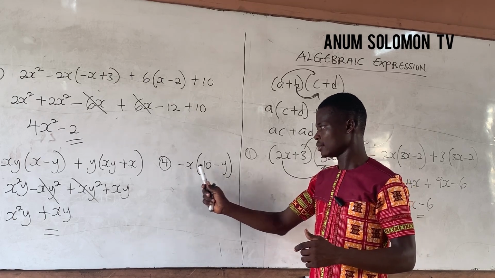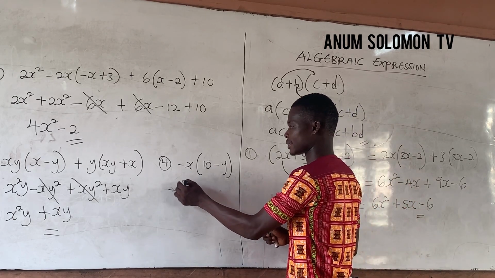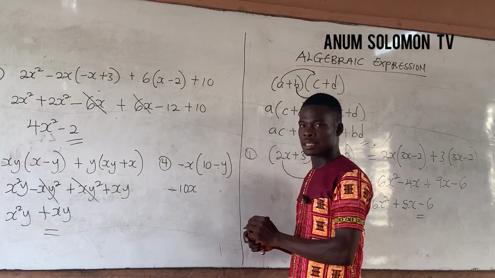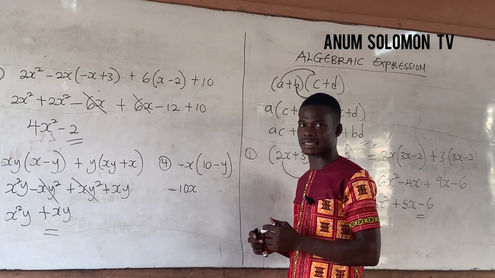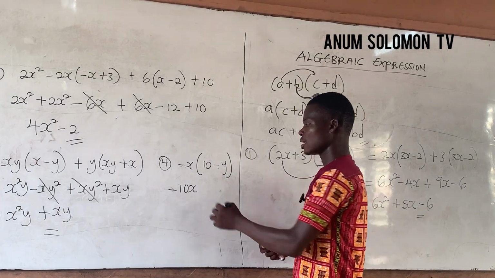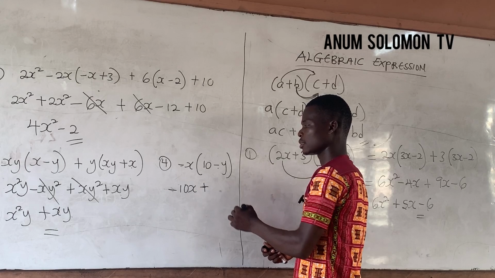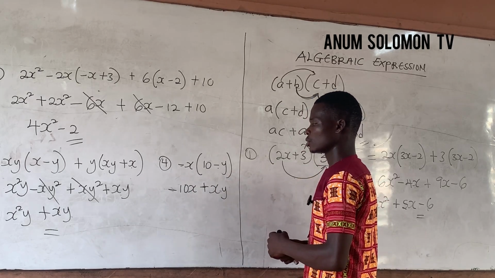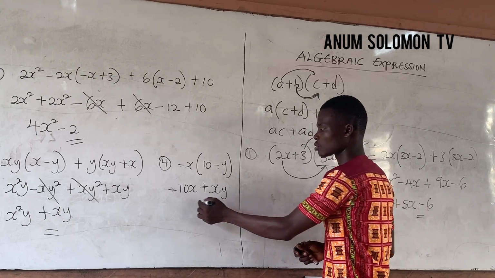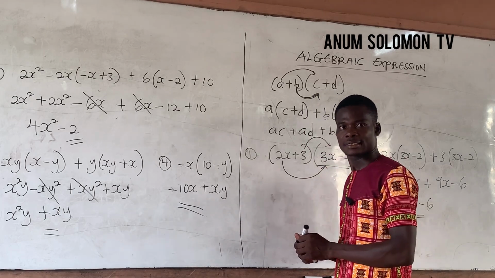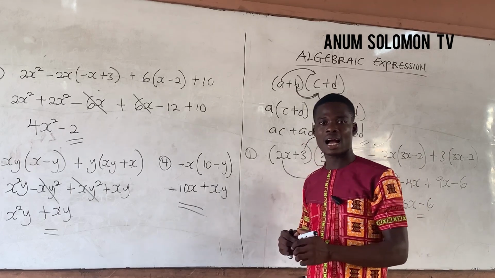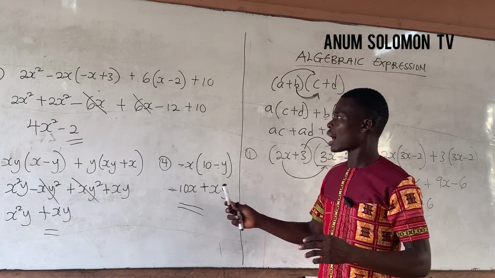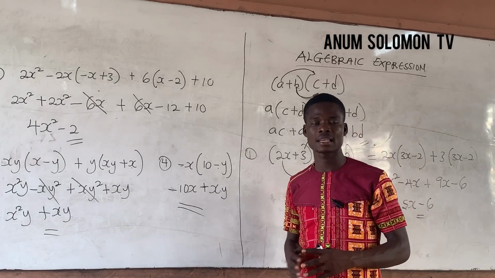So minus x times 10 is minus 10x. So this is negative by negative. Since they are of the same sign, that's negative, and they are under multiplication, the result will be positive. So x times y is xy. So on this note, this will be the final answer since each of the terms are not alike. So that's how to expand a given bracket.